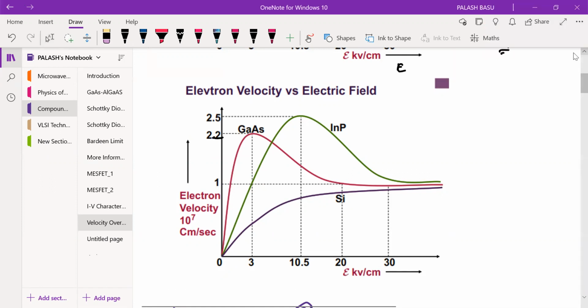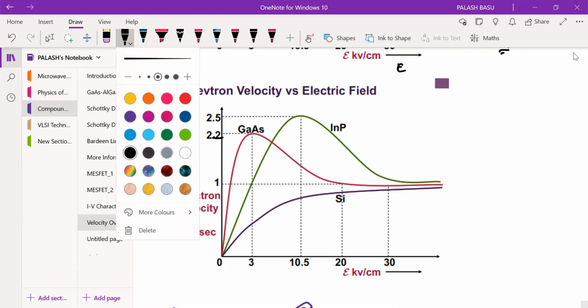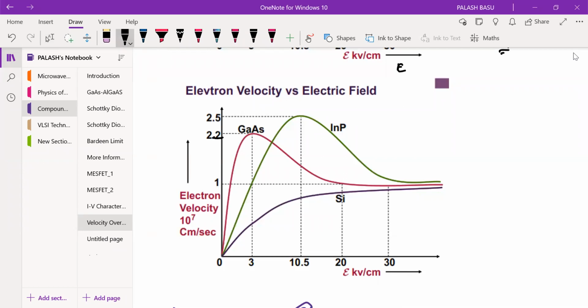If you see our last day's discussion, what we have done is the simplest thing: to try to understand the behavior of the velocity versus electric field curve. You can see that the velocity is in a factor of 10 to the power 7 centimeter per second, and the electric field is in kilovolt per centimeter. It's very clear, right?